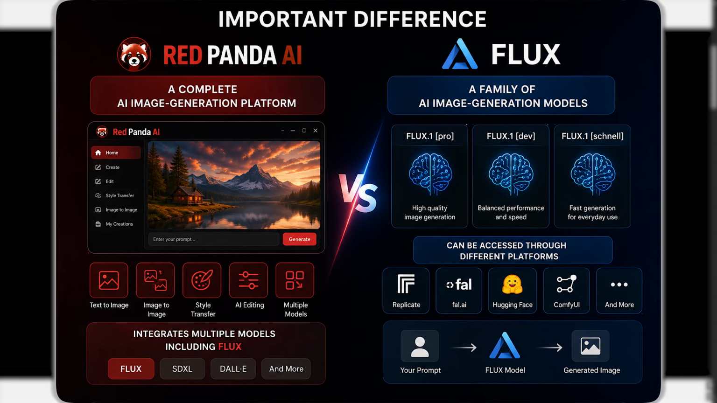Intro. First, there is an important difference. Red Panda AI is a complete AI image generation platform, while Flux is a family of image generation models that can be accessed through different platforms. Red Panda AI also integrates Flux models alongside other models.